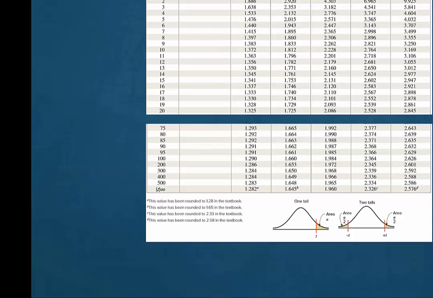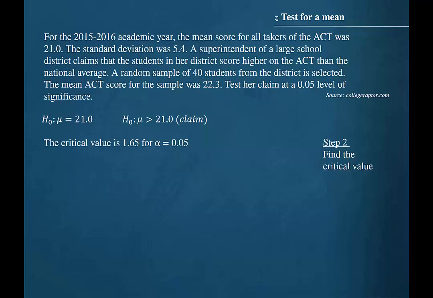This row and the one-tail 0.05 column meet at the critical z-value 1.645. Note that at the bottom of the page are some notes about rounding the critical z-values in this textbook. We will round this value to 1.65. So the critical value will be 1.65 for alpha equal to 0.05.